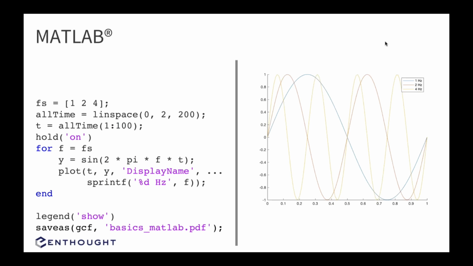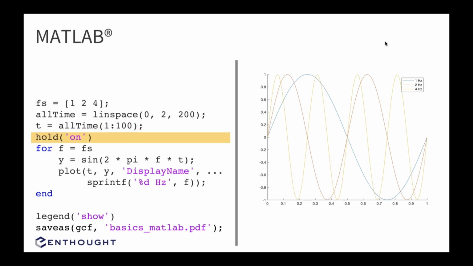I start off by creating an array of 3 frequencies, create another array of 200 linearly spaced values between 0 and 2, and then I select the first 100 elements of this. Obviously, this is not necessary. I could have created an array of only 100 elements before, but I want to show the differences between subsetting or slicing data between MATLAB and Python.